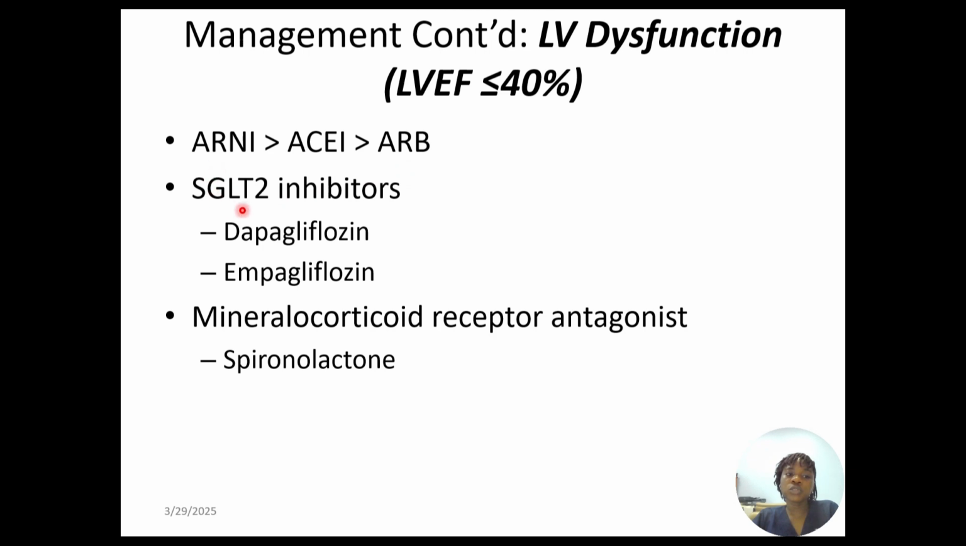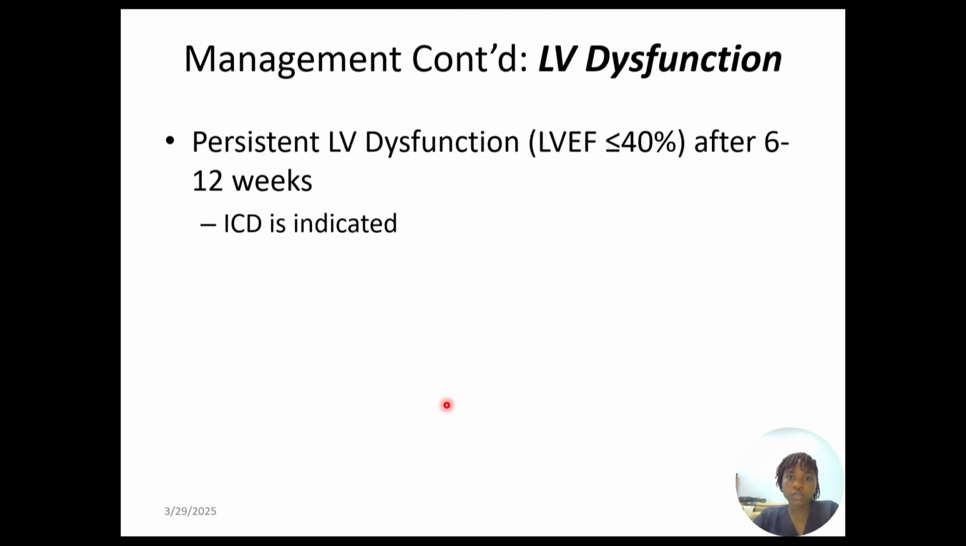The SGLT2 inhibitors, sodium glucose transporter inhibitors, and mineralocorticoid receptor antagonists are also beneficial for these patients, and they help improve outcome and improve cardiac function in this group of patients.